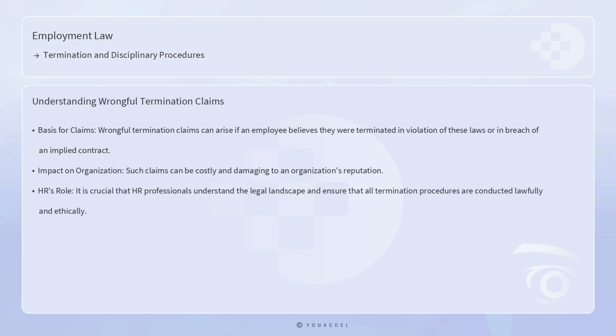Wrongful termination claims can arise if an employee believes they were terminated in violation of these laws or in breach of an implied contract. Such claims can be costly and damaging to an organization's reputation. Therefore, it is crucial that HR professionals understand the legal landscape and ensure that all termination procedures are conducted lawfully and ethically.